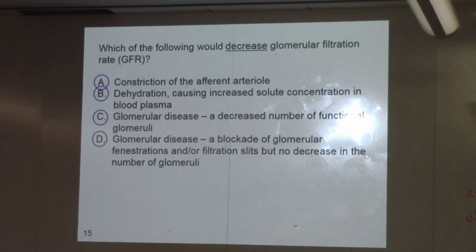So constriction of the afferent arteriole and glomerular disease, which I just covered by answering Kendra's question, would decrease glomerular filtration. And if there is an increase in solute concentration in the blood plasma, remember, more albumin in the blood plasma means more osmotic pulling of water from Bowman space back into the blood plasma, that would oppose filtration. So dehydration opposes filtration.